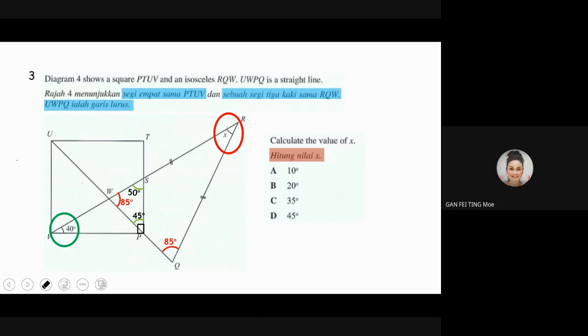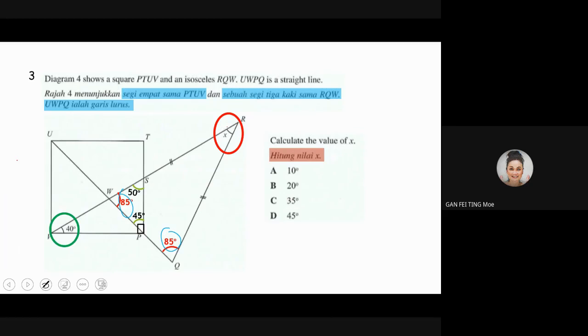When the question asks you to look for X, look into the diagram. Where is X placed? Then you check what you need. You need these two angles. You need to know the values of these two angles. If you cannot proceed, you go back to the information given.